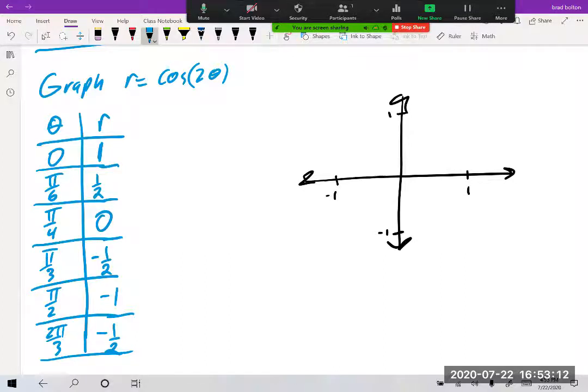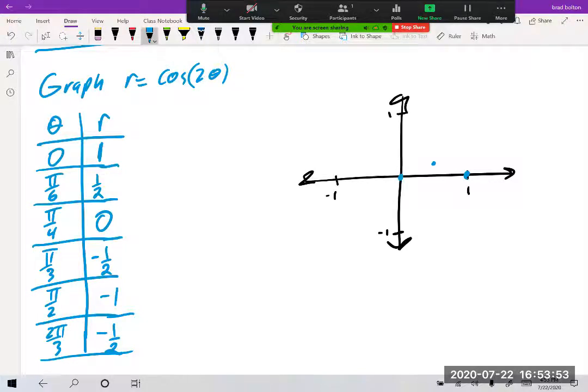Okay, so now I'm going to try to graph this. I'm going to go at an angle of 0 and a radius of 1, so that would be right there. Now I'm going to go to an angle of pi/6 with a radius of 1/2. So if I go pi/6, maybe that's right about there. That's about 1/2 radius and about pi/6. Then I'm going to go at an angle of pi/4, but with a radius of 0, so that'll be there. Then I'm going to go pi/3 and negative 1/2 for my radius.